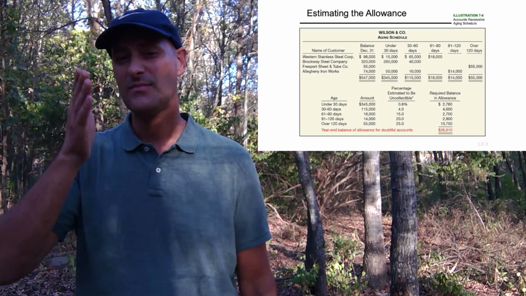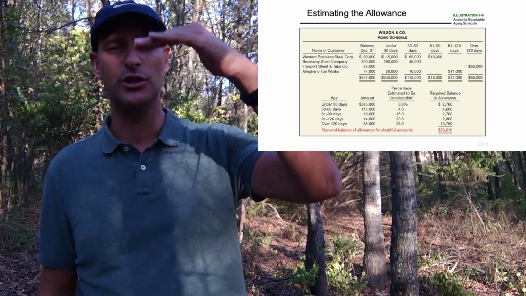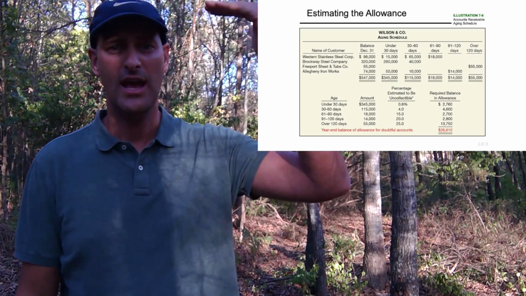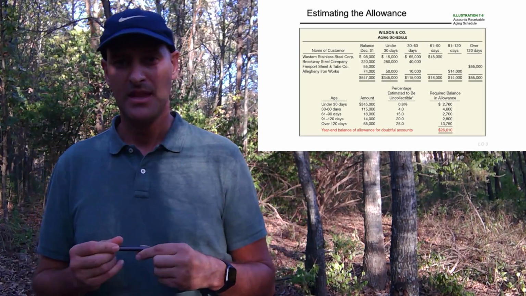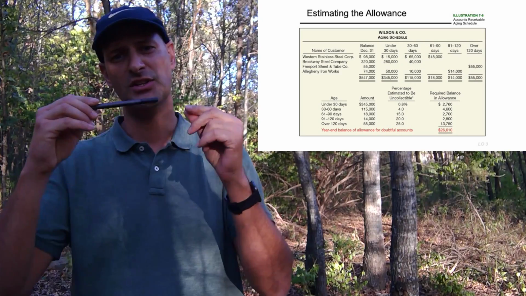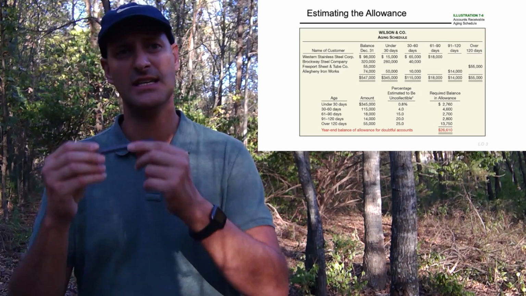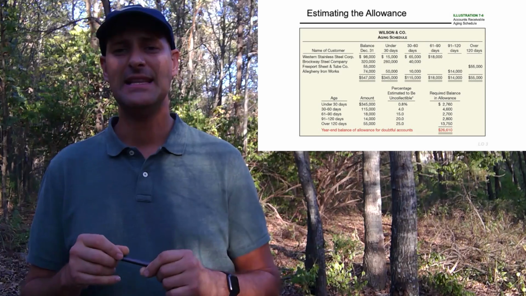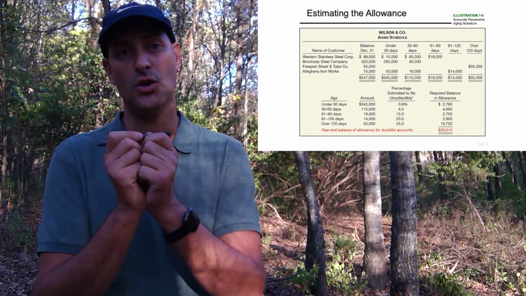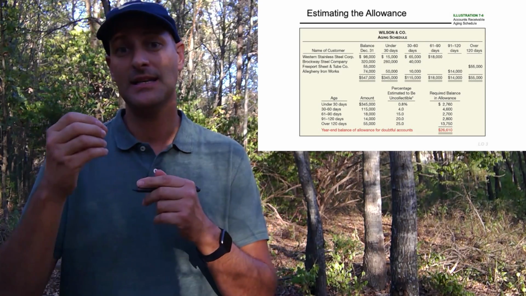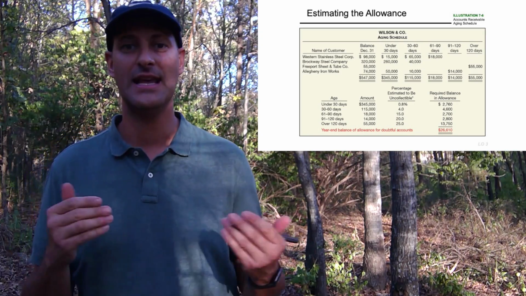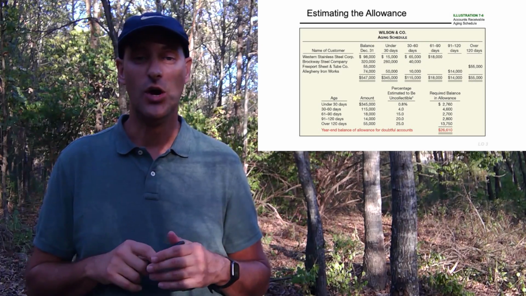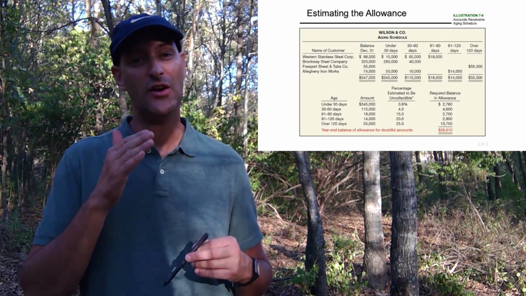But the idea is that for each customer, you can look down your customer list and say, for instance, Western Stainless Steel Corporation has $15,000 that is current. They have $65,000 that is 30 to 60 days old, and they have $18,000 that is 60 to 90 days old. That means it's been 60 to 90 days since we billed them the $18,000 that they have not yet paid. So this aging schedule is very helpful.